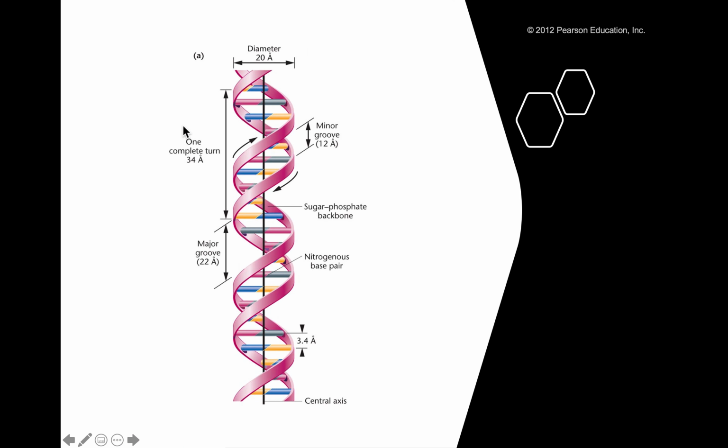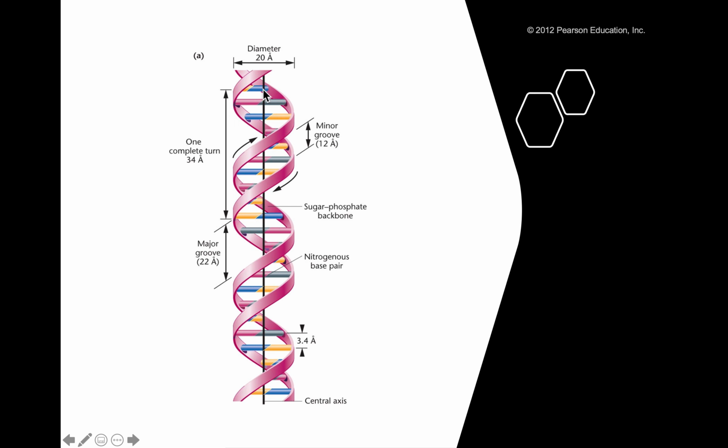Now, if we go deeper into the structure, we can see that the diameter of the DNA all the way across is 20 angstroms. One complete turn, which is 360 degrees, is 34 angstroms, and there are 10 base pairs per turn, so the distance between each of the adjacent base pairs is 3.4 angstroms. So if you consider the DNA as a ladder, then the rungs of the ladder are made by the bases, which are held together by hydrogen bonds, and the handrails are made of the backbone, which contains sugar and phosphate.